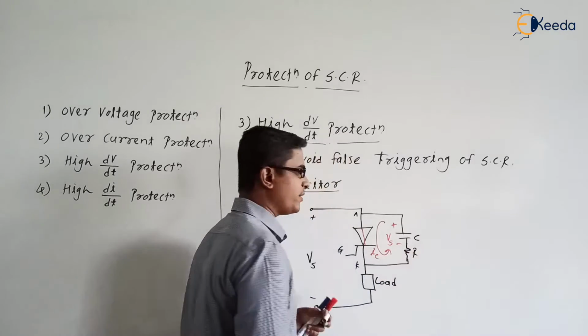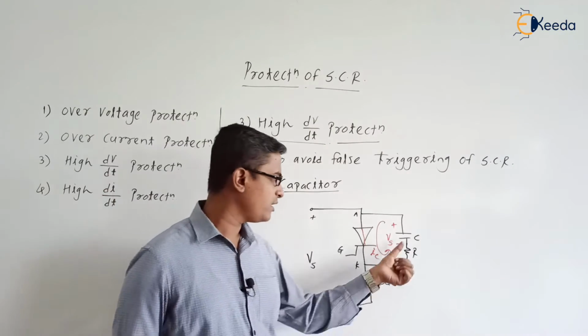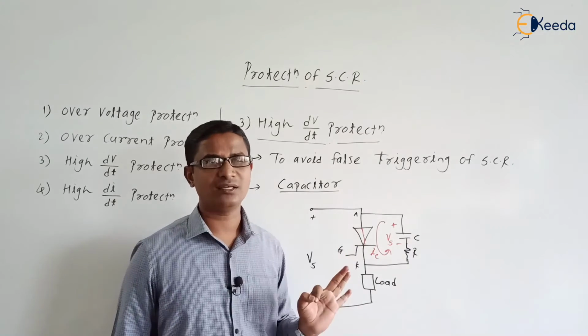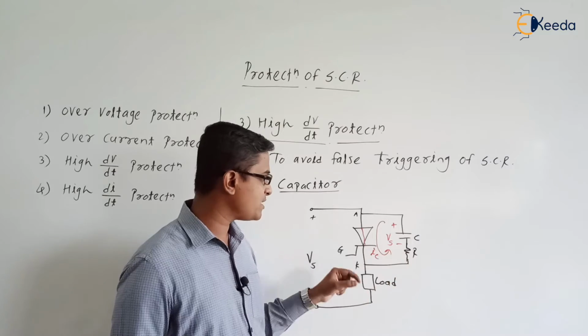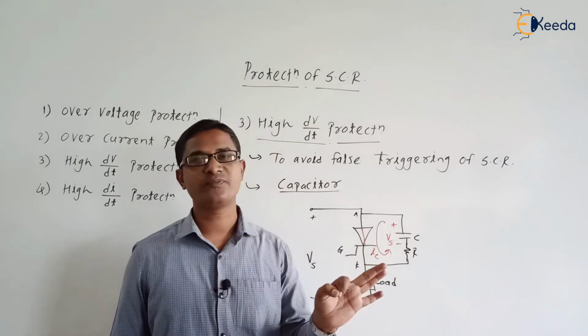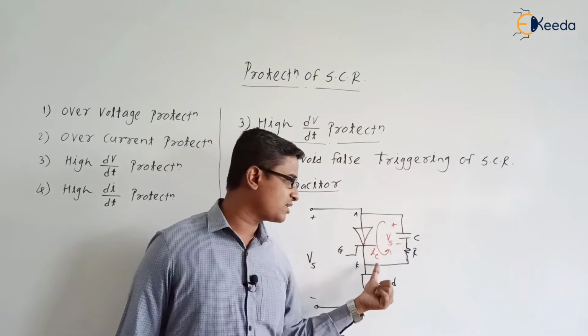Generally a resistor is connected in series with a capacitor. Is this clear to all? Please try to understand. Suppose the resistor is not present and the SCR is in the off state. At that time the capacitor will be charged to the voltage of Vs volts. And when the thyristor or SCR is in the on state, the capacitor will discharge.